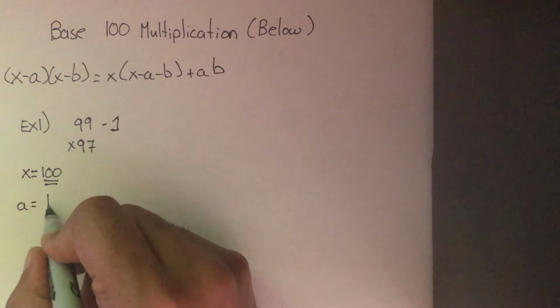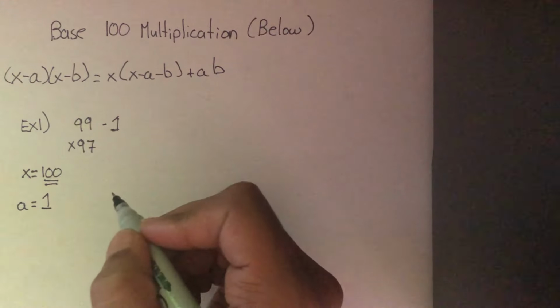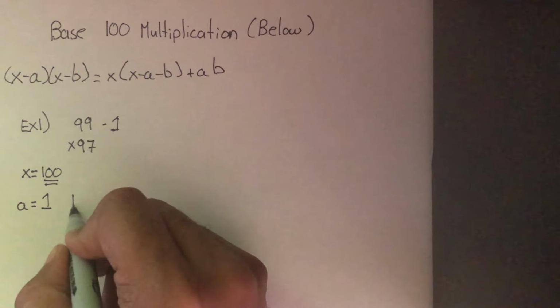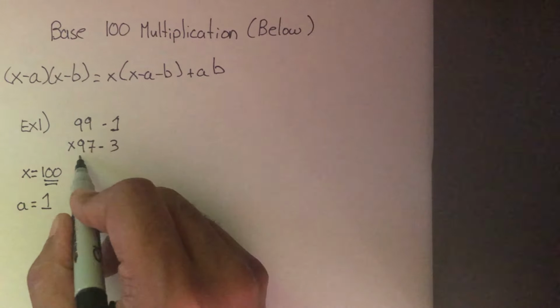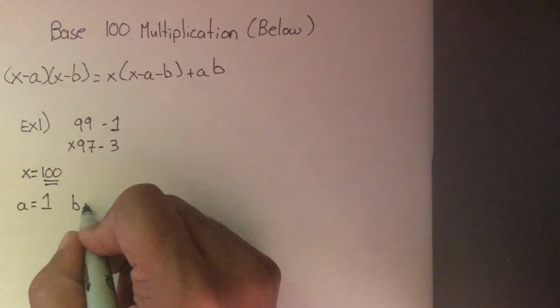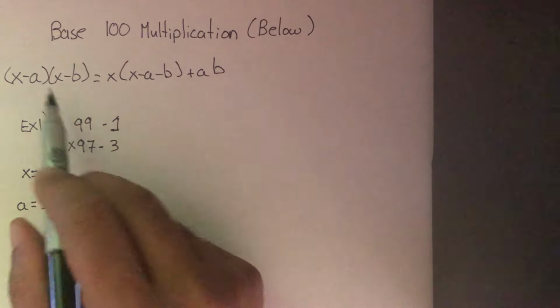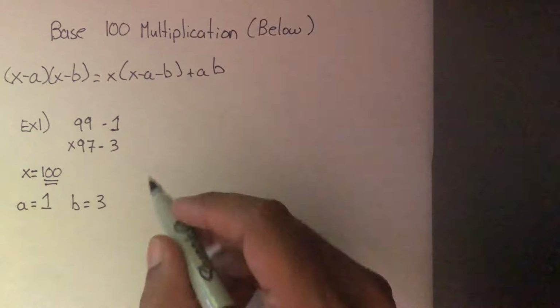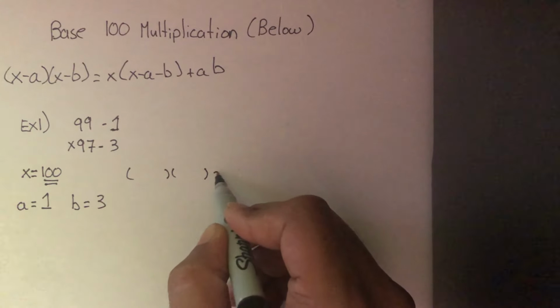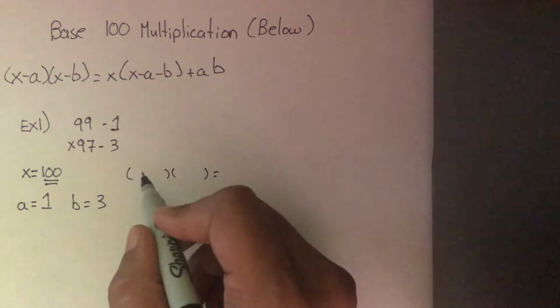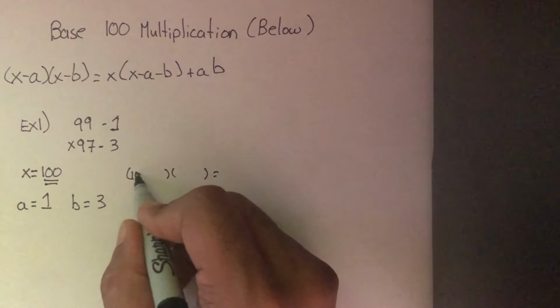So I'm going to say 1. And B is how many units below? B represents 3 because 97 is 3 units below 100. So I'm going to say 3. And now let's substitute all that into here using these 3 values. So I have 2 parentheses. So what do I have here? X minus A, X minus B. What's my X? So I have 100.